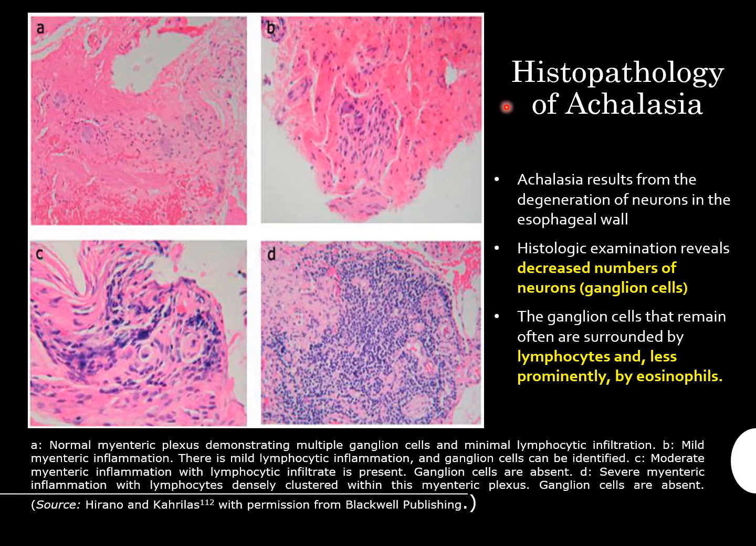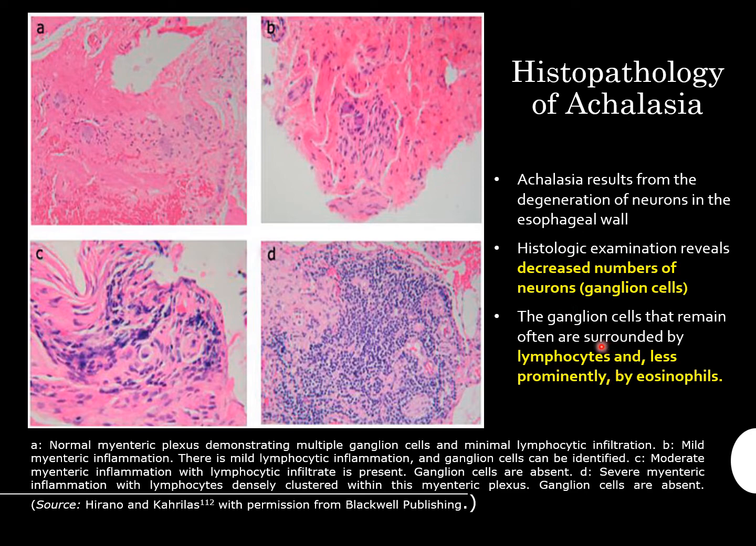This is the histopathology of achalasia. Achalasia results from the degeneration of neurons in the esophageal wall. Histologic examination reveals decreased numbers of neurons. The ganglion cells that remain are often surrounded by lymphocytes and, less prominently, by eosinophils. Why surrounded by lymphocytes? Because there is autoimmunity.